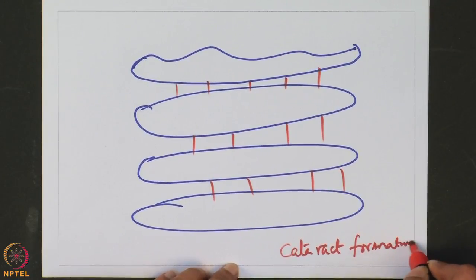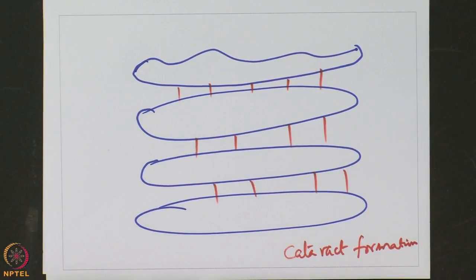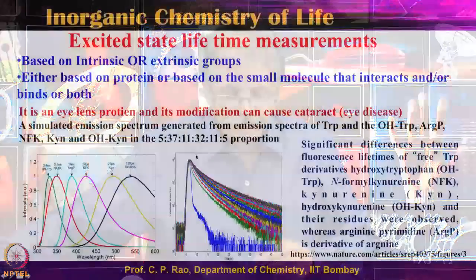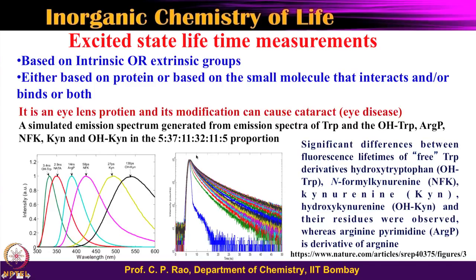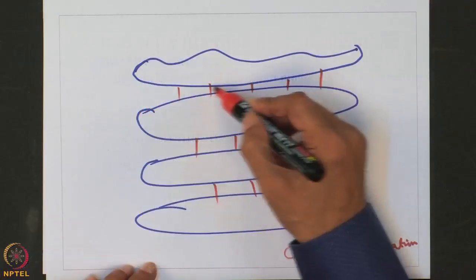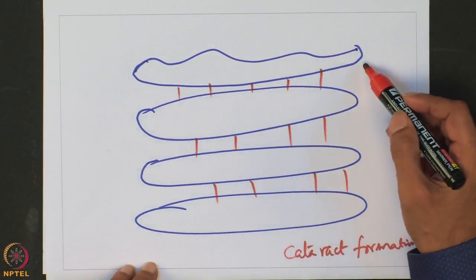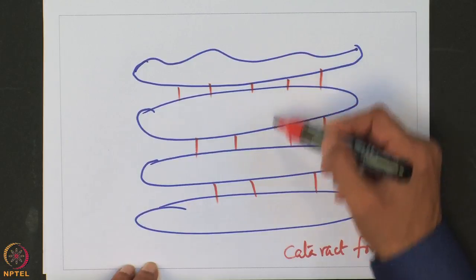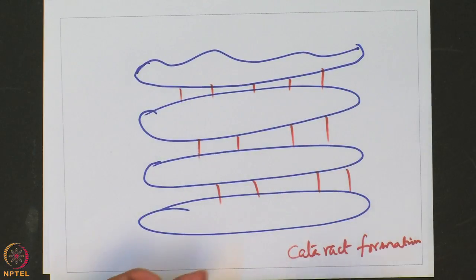So, this is the disease, and we as chemists can identify such kinds of things. You can identify such things because when something is modified, you can see that the modified portions have different dynamics, and therefore different lifetimes. When they are connected together, the lifetime will also change.